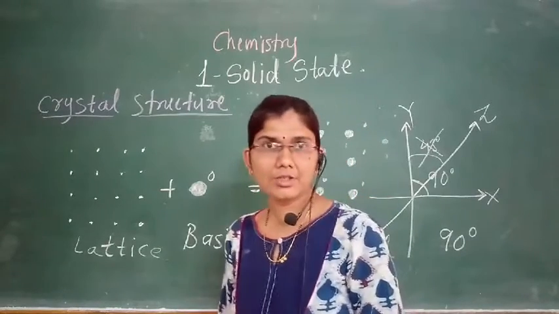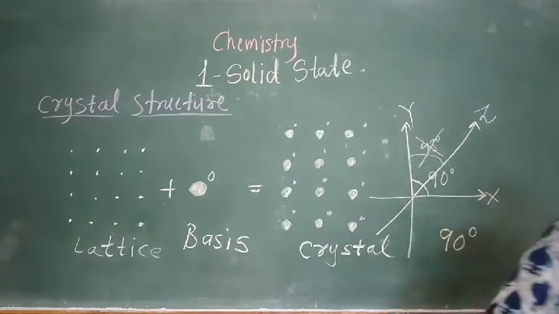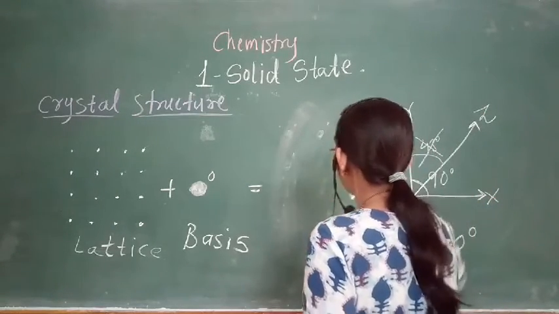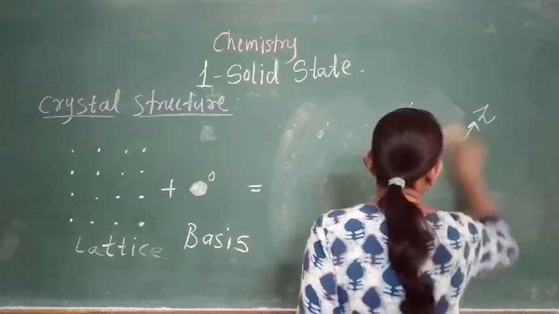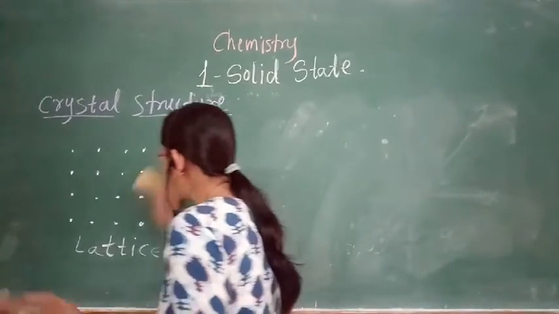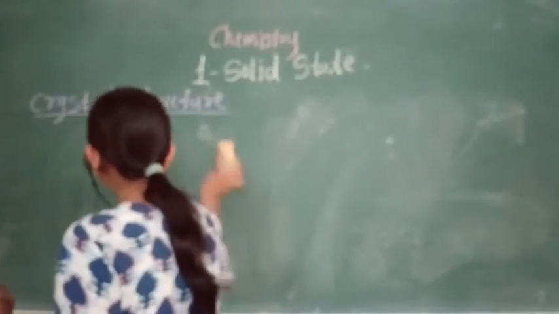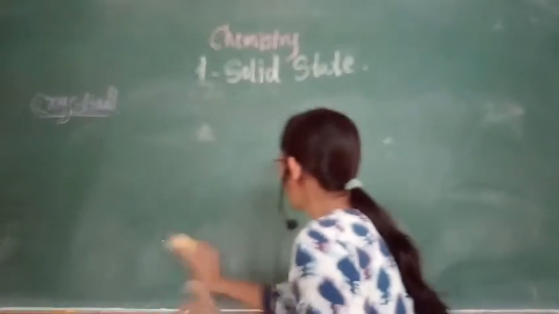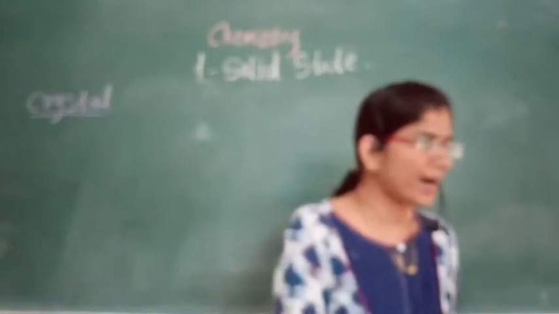So next, how is the crystal structure formed? The crystal structure is formed by attaching a basis to a lattice point. Then next, what is the basic of each crystal structure? Each crystal structure is formed by a three-dimensional repeated arrangement.